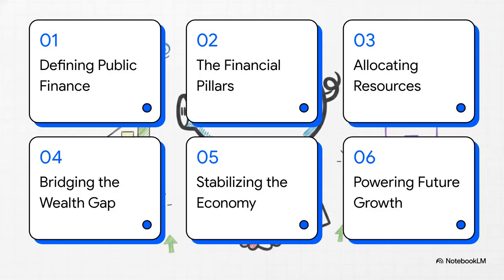Okay, let's look at our roadmap for today's explainer. We've got 6 key areas. 1. Defining public finance. 2. The 4 financial pillars. 3. Allocating our shared resources. 4. Bridging the wealth gap. 5. Stabilizing through the storms. And 6. Powering future economic growth. Let's get right into it.